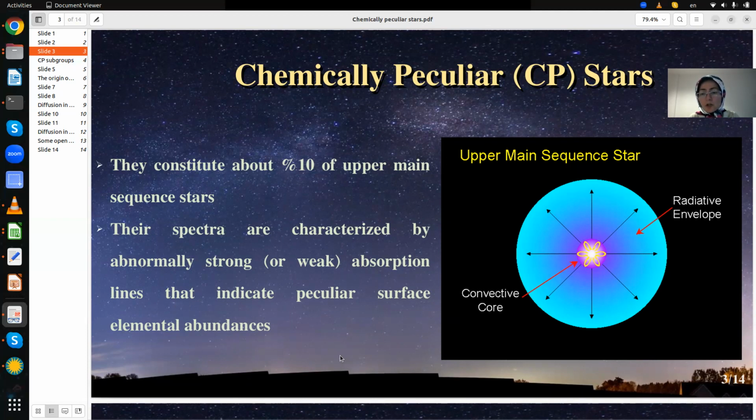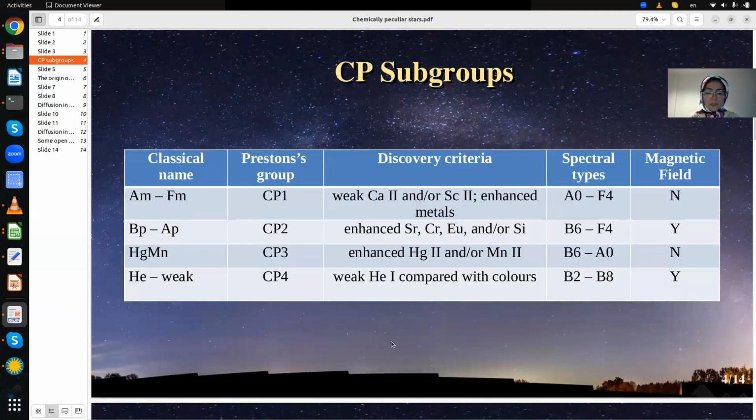And for upper main sequence stars, as you see, they have the convection in the core and the radiation in the envelope. The 4 groups of CP stars are: the first one is metallic line or Am stars, that we call CP1 stars, and these names are from the Princeton group, who named them around 1974. And the CP2 stars are magnetic Ap stars. And CP3 stars are mercury-manganese stars, and helium weak stars are related to CP4 stars.